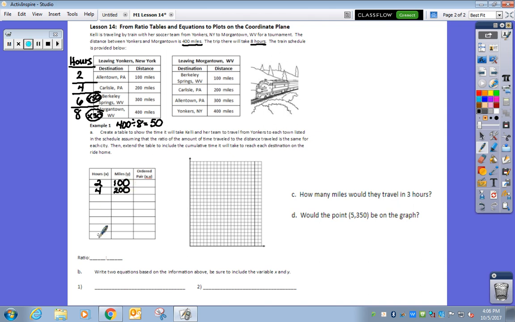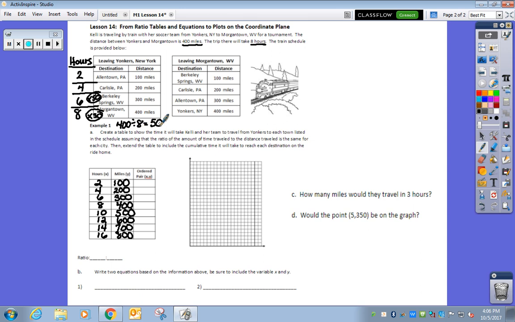And as you can notice, as you're going down the hours column, you're counting by 2s. 2, 4, 6, 8. And they want us to extend it for the way back. So we would just do 10, 12, 14, 16. So counting consistently by 2s down the hours column. If you notice down the miles column, it's just counting by 100. So 100, 200, 300, 400. So then it would continue counting in that same way. 500, 600, 700, 800.